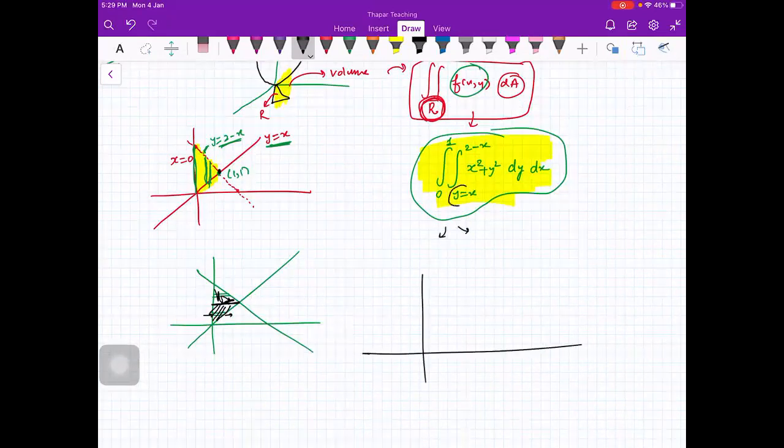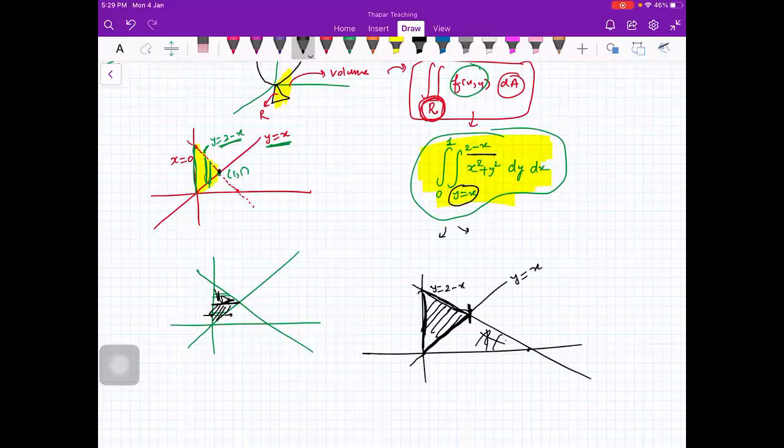What you are saying, y is from x, so you have started from here. Y is equal to x, you have started, right? And then you have till 2 minus x. So, till 2 minus x. This is y is equal to 2 minus x. So already you have limited this, that from below you are bounded from here, and from above you are bounded from here. So you see, this is the area. So you see, x is from here to here, not from here to here. This is not the area we are interested in.